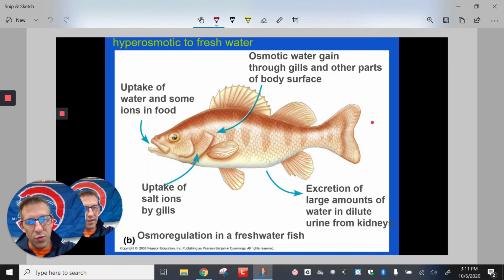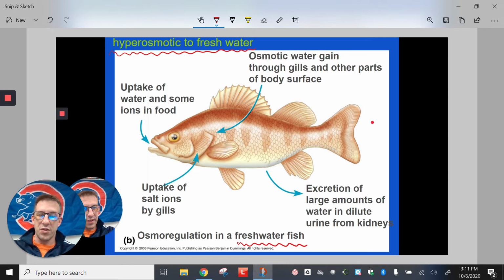He lives in freshwater. Okay, situation number one, and he is hyperosmotic to the fresh water. Okay, so I want you to try to answer which has the higher concentration of solute, the fish's body or the surrounding environment?